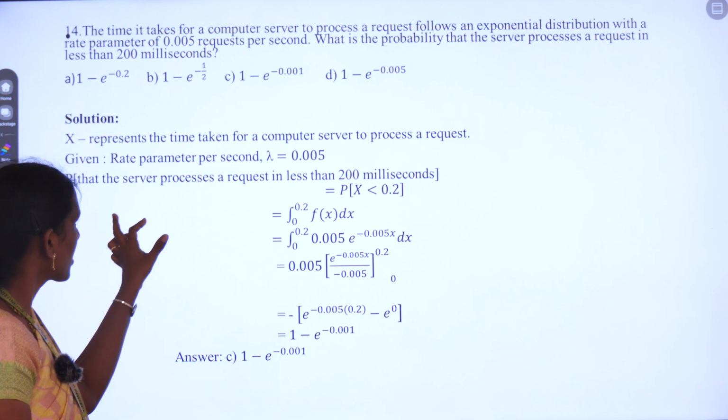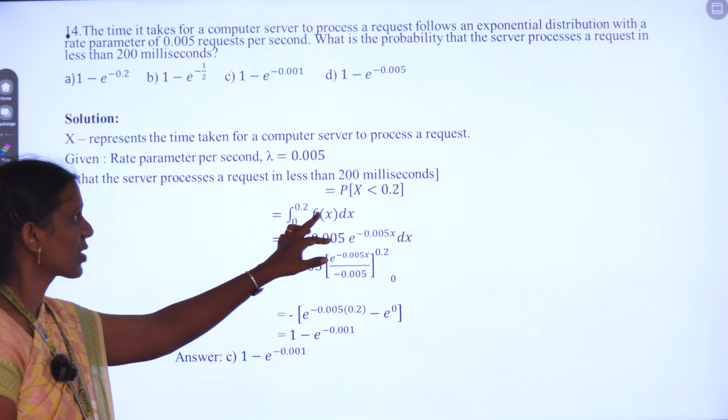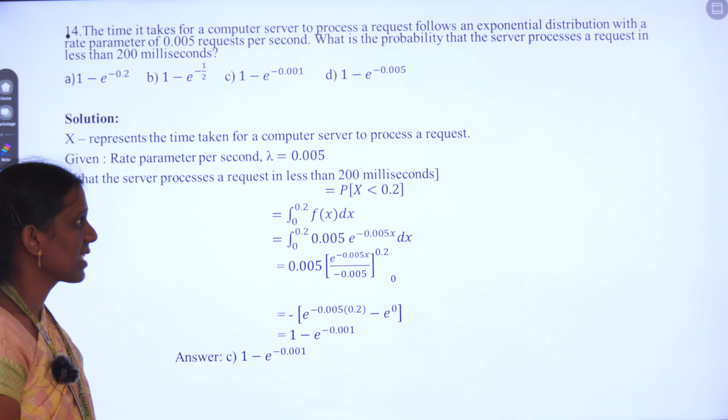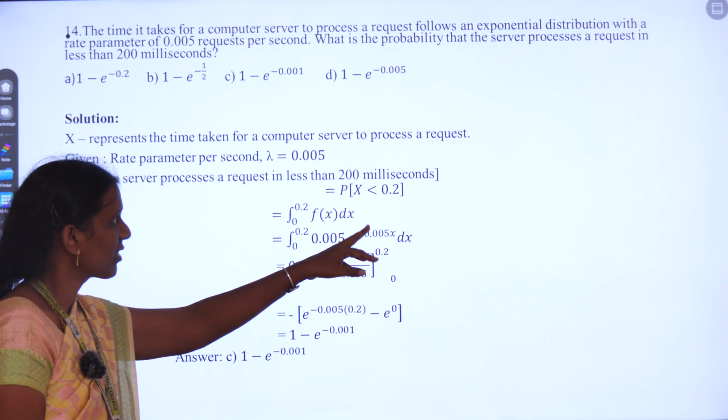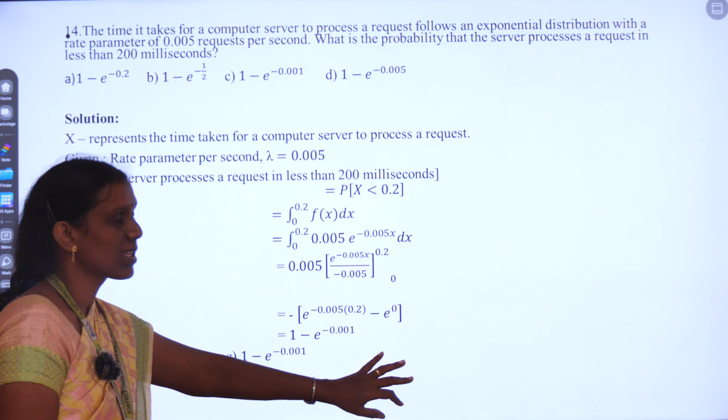So here also, like the last problem, the rate is given and we were asked to find the probability of x less than 200 milliseconds, which we have converted. Therefore p of x less than 0.2.